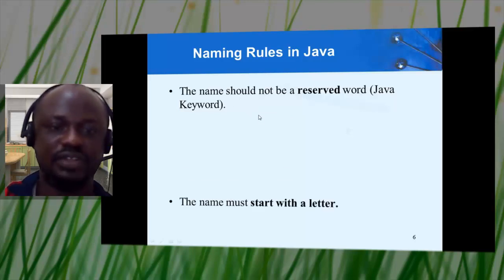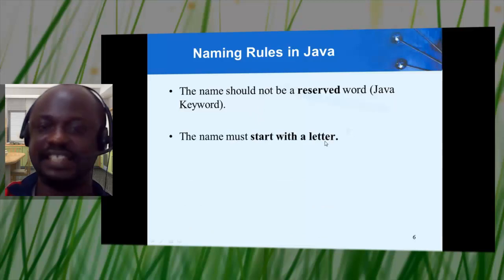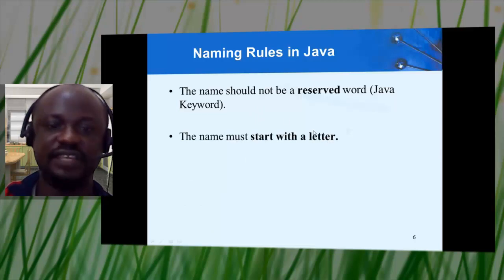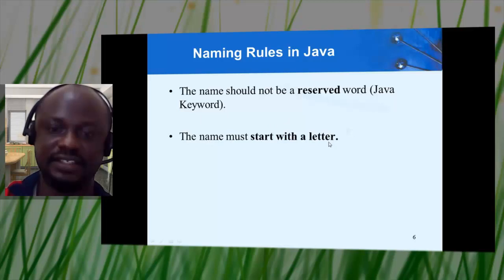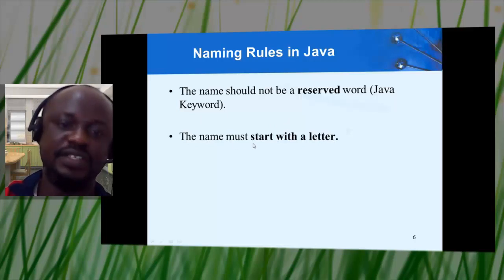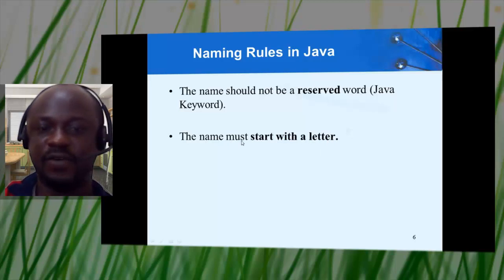Number 2, the name must start with a letter. All the names that we are going to give to a variable should begin with what? A letter. So for example, something like forerunner. Forerunner is a name.